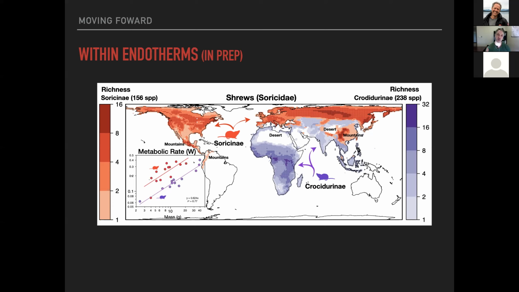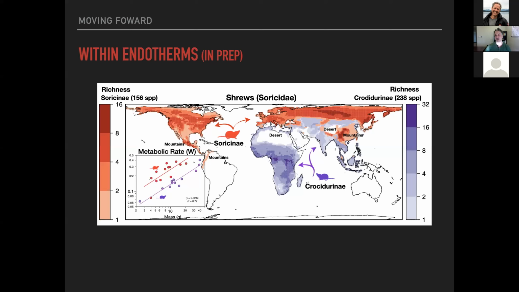And what we see is this real spatial pattern in the distribution of different shrew subfamilies. The red-toothed ones have twice the metabolic rate of these white-toothed shrews, Crocidurinae, and they're distributed in these cold areas, despite the thermal cost, but where prey is presumably much easier to capture, and you can support a high metabolism.